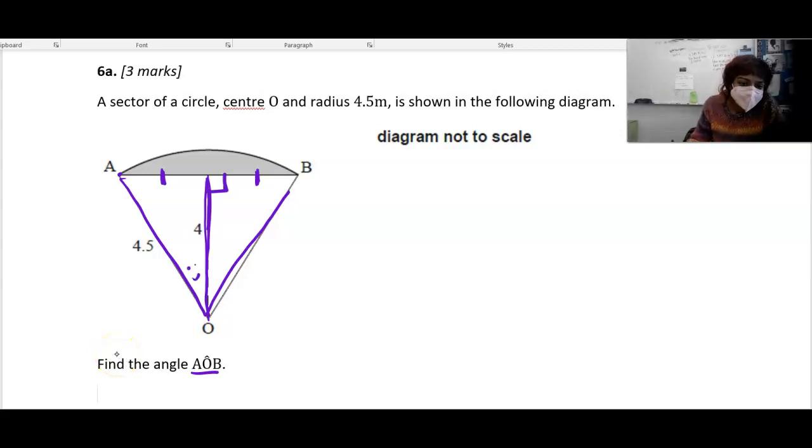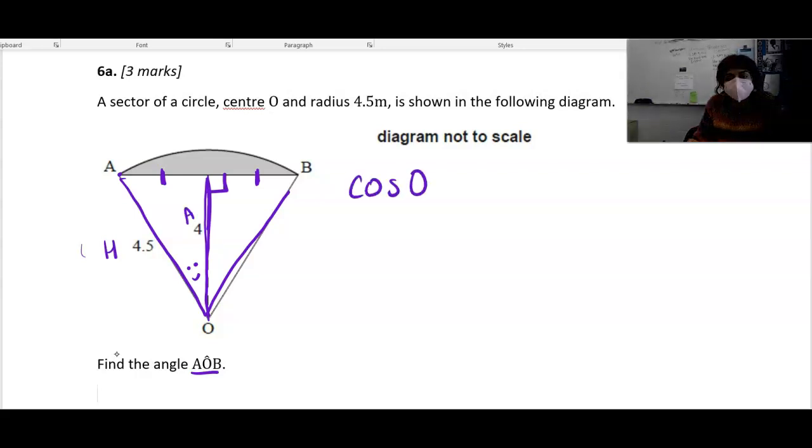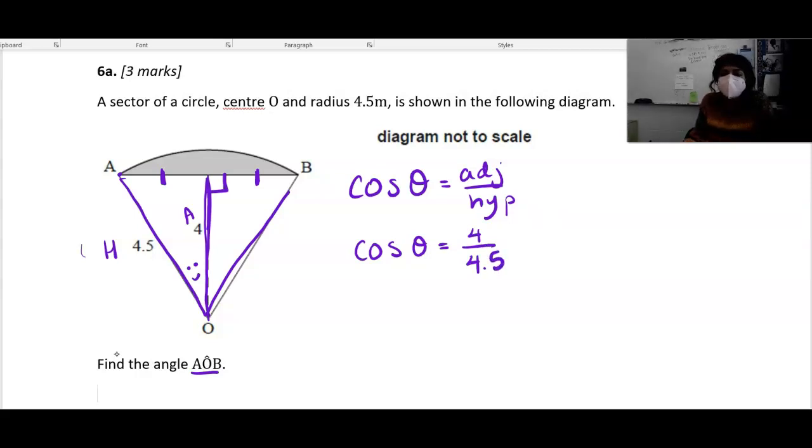I'm right here. And so this is my hypotenuse and this is my adjacent side. So I'm going to use cosine of theta is adjacent over hypotenuse. And then I'm going to get cosine of theta is my adjacent over my hypotenuse. Now, one of you guys put in 4.5 over 4, and that won't work because your hypotenuse needs to be on the bottom.